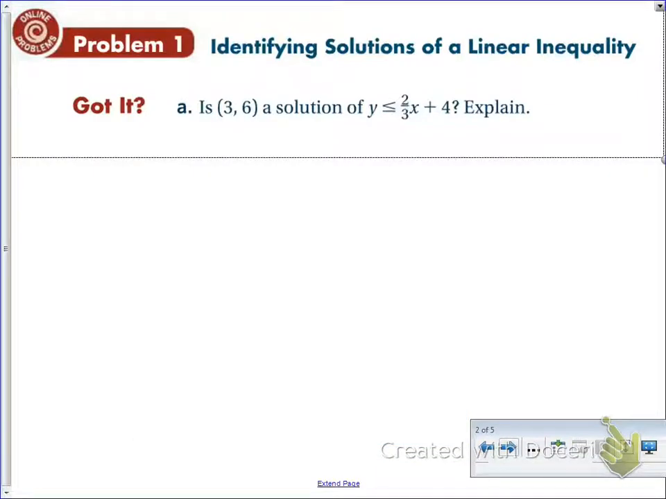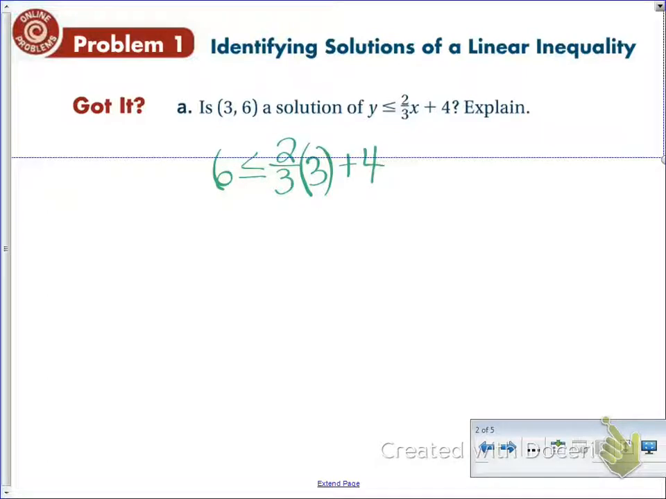On the same page, we are trying to figure out if (3, 6) is a solution of y is less than or equal to 2/3 x plus 4. Now, in order to find out if this is a solution, we need to plug in our values for x and y. So our value for y is 6. So we would write 6 is less than or equal to 2/3 times 3 plus 4.